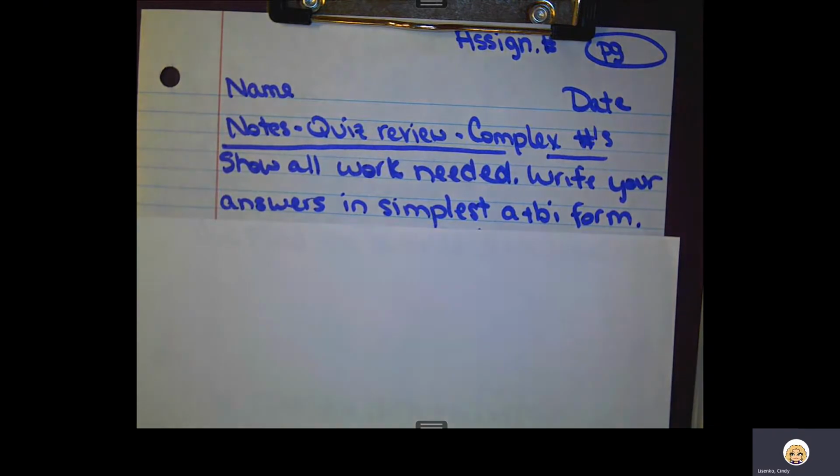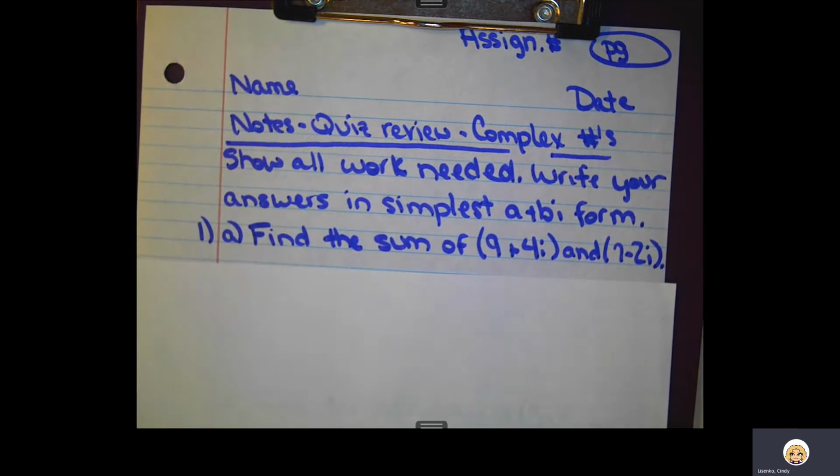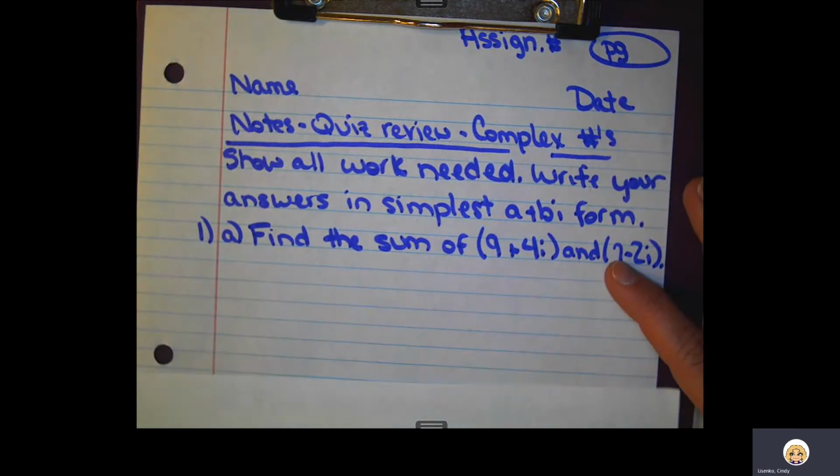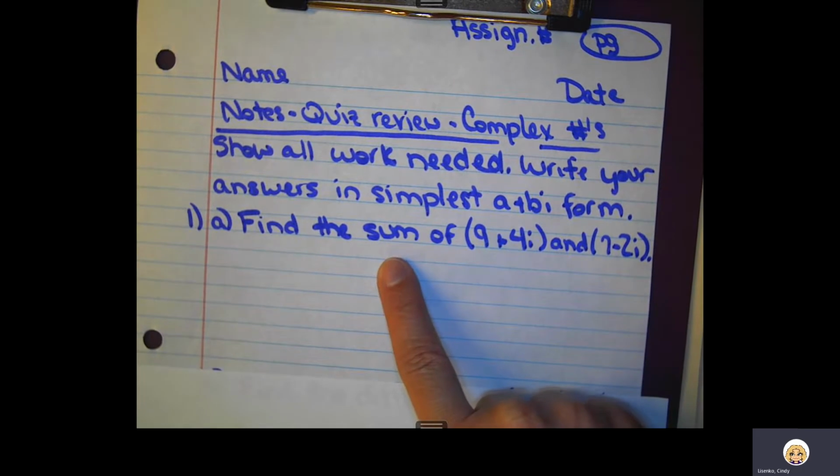So there are 4 examples in this notes. There are only 3 questions in the quiz. So we're going to start with example 1. Can you write for 1A, find the sum of 9 plus 4i in parentheses and 7 minus 2i. So when you get your quiz, number 1's either going to be sum or difference. So we're going to do sum first.